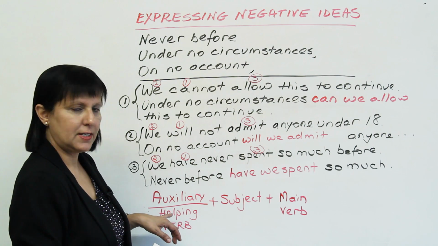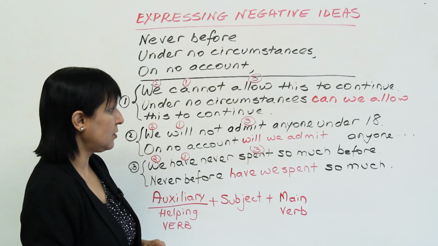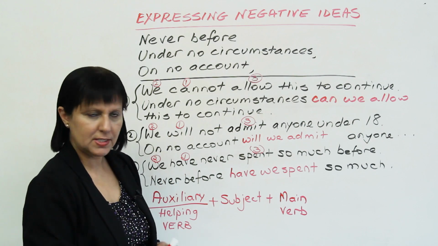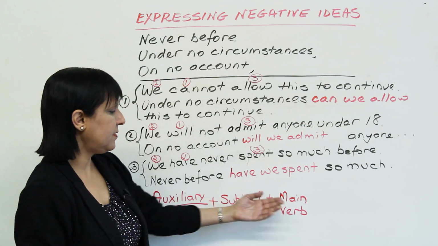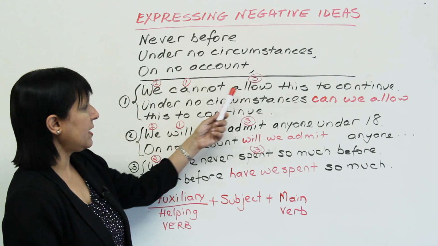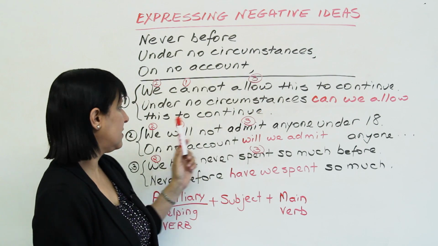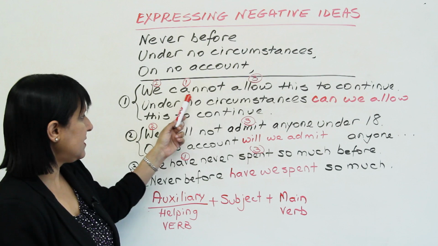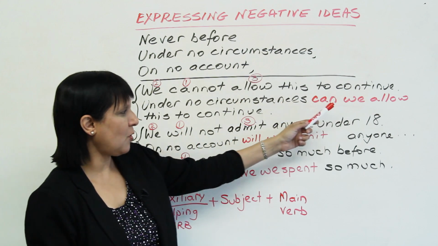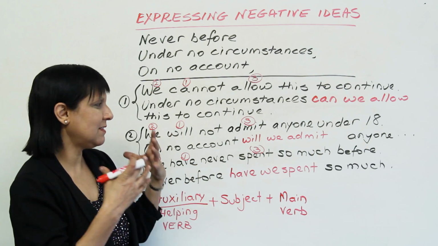So what came first? Now, when we use this expression, first we have to use the auxiliary or helping verb, like here, can. Okay? Then we have to put the subject of the sentence, which is we, and then you place the main verb. All right? Let's look. So here it said we cannot allow, and here we said under no circumstances can we allow this to continue. So this negative part came into this expression, and therefore the rest of the sentence became positive. But the implication is still negative.